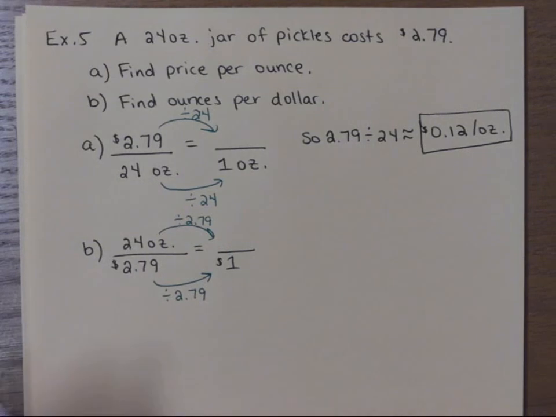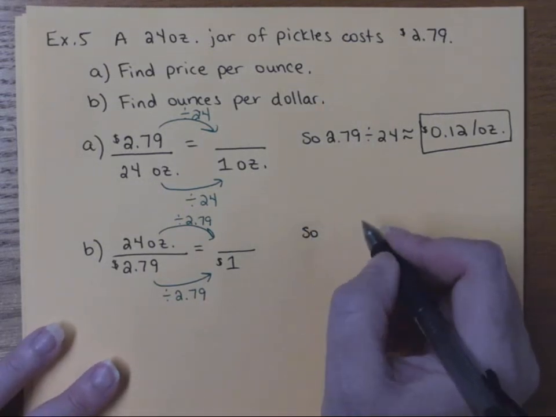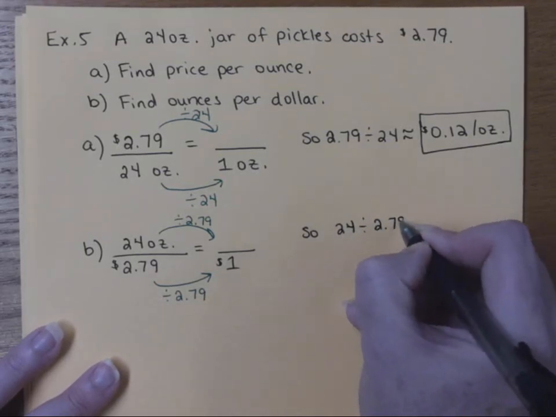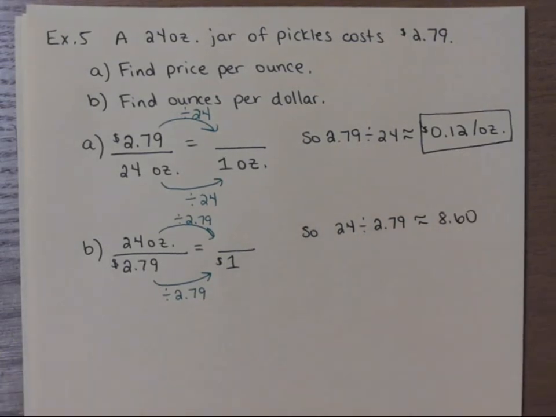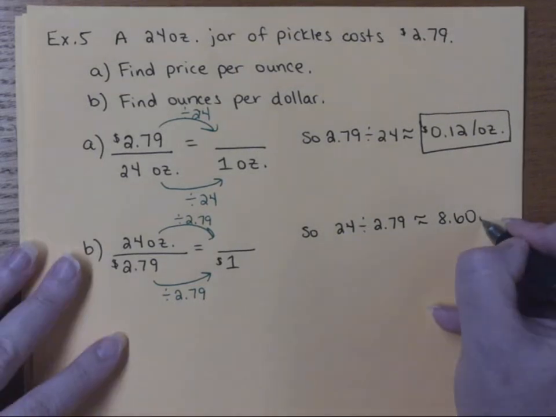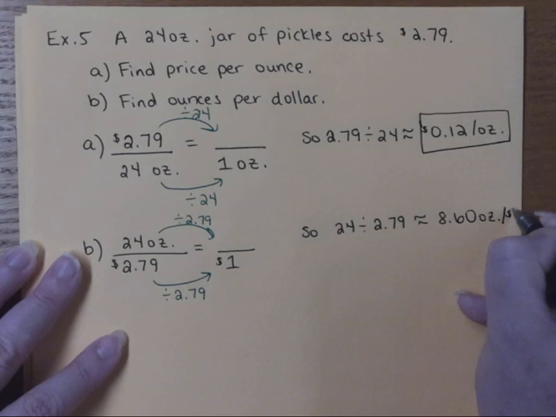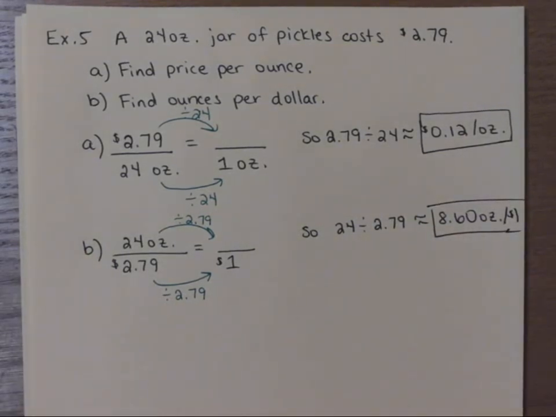Notice in both cases we would need a calculator, so I wouldn't really say that one way is more difficult than the other. But if you do 24 divided by 2.79, you get about 8.60. So make sure you know how to say that. This would be 8.60 ounces per dollar. So as you look at the worksheet that I handed out, just verify which way you're looking.